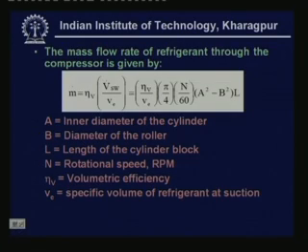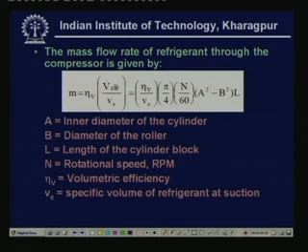The mass flow rate of refrigerant through the compressor is given by, as you know, the volumetric efficiency times the displacement rate of the compressor divided by the specific volume of the refrigerant at compressor inlet. That is what is shown in this equation. So this is your displacement rate, this is the specific volume at the compressor inlet, and this is the volumetric efficiency. Now the displacement rate is nothing but this, where n is the rotational speed in RPM, A is the inner diameter of the cylinder, B is the diameter of the roller, and L is the length of the cylinder block.